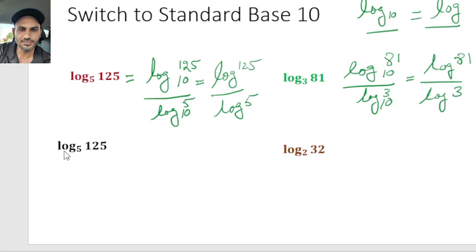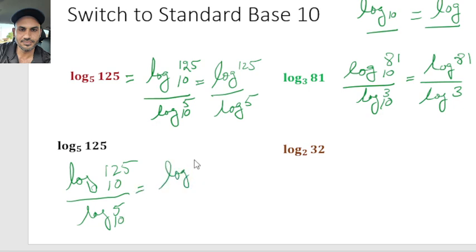And here we have a log of 125 with base 5. We're going to convert the base to a standard base 10, so it would be log of 125 with base 10 divided by log of 5 with base 10. So this would be log of 125 divided by log of 5. So you put that in your calculator and you can solve the value of this expression.